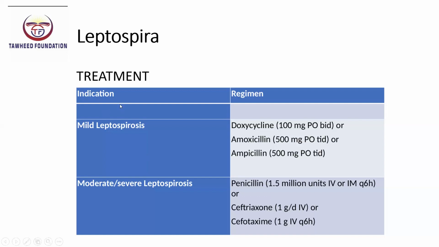For treatment, indication, and regimen, this table is divided into two parts: mild leptospirosis and moderate to severe leptospirosis. For mild, these three drugs of choice are usually given: doxycycline, amoxicillin, and ampicillin. For moderate to severe leptospirosis, penicillin is the drug of choice, along with ceftriaxone and cefotaxime.